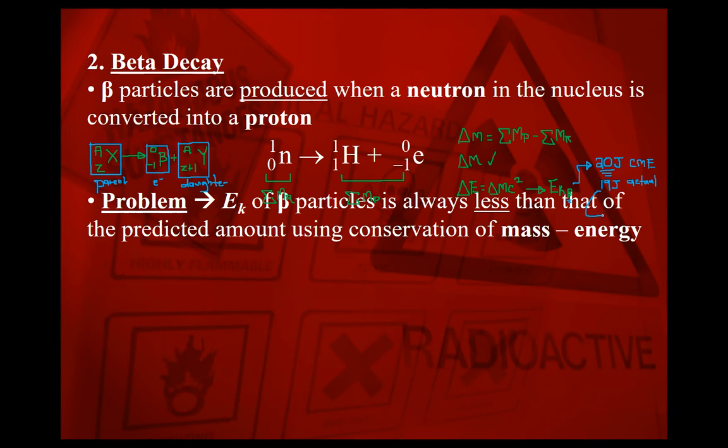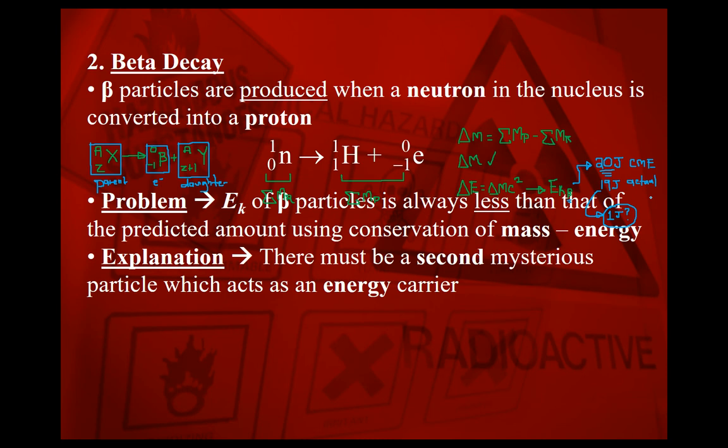So the question becomes, we're missing 1 joule. So where did that 1 joule of energy go? If the kinetic energy of the beta particle is less than what I expected, where is that 1 joule of energy being given to?